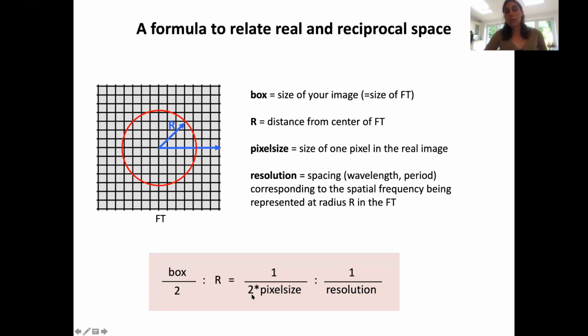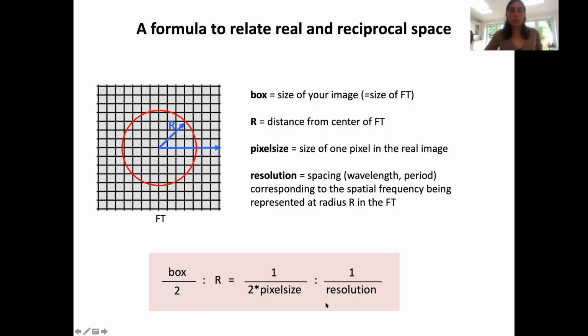So in some cases, for example, we will see some examples, you may have a Fourier transform and you may see that you have some peaks of intensity at a certain distance from the center, and you would like to know what distance in real space that corresponds to, because that means that you have a repeating feature that has that particular distance in real space. Then you know R and you can work out the resolution.